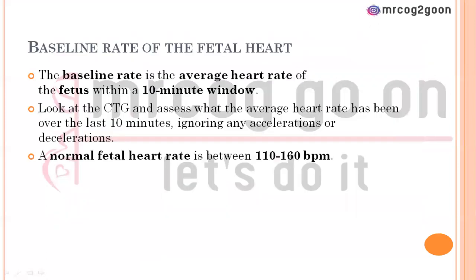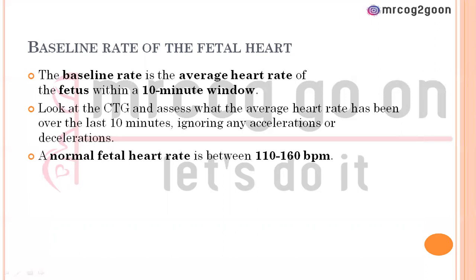Baseline rate. This is the fetal heart rate. Usually we will go for the variability after some time, but usually it is fluctuating. It's not a straight line. No, it will go up and go down, go up and go down, but it will range. And we will tell about the variability after some while.